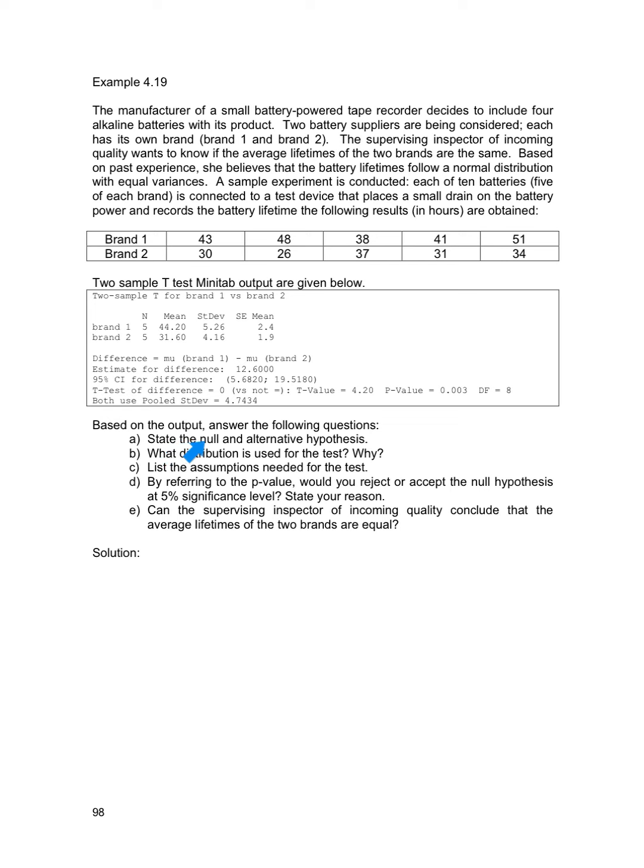Okay, so question A asks: write the H0 and H1. What distribution is used for the test and why? So either Z or T. We state the reason why: if we use Z, why; if we use T, why. So for this case we use T, because this one is under case number 4. Okay, and then list out the assumptions.